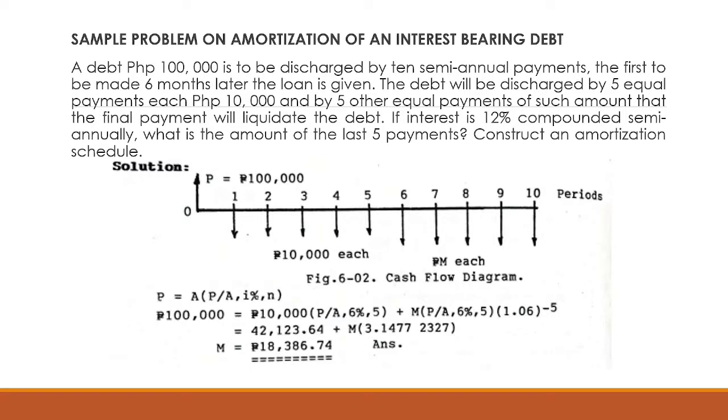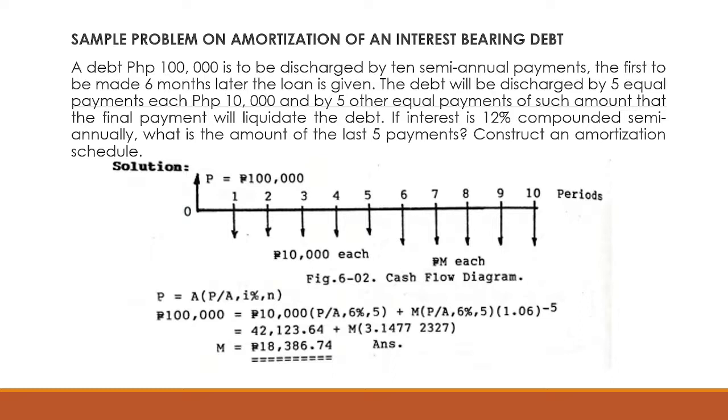So, sample problem on amortization of an interest-bearing debt. A debt of 100,000 pesos is to be discharged by 10 semi-annual payments, the first to be made 6 months after the loan is given. The debt will be discharged by 5 equal payments, each 10,000 pesos, and by 5 other equal payments of such amount that the final payment will liquidate the debt. If interest is 12% compounded semi-annually, what is the amount of the last 5 payments? Construct an amortization schedule.